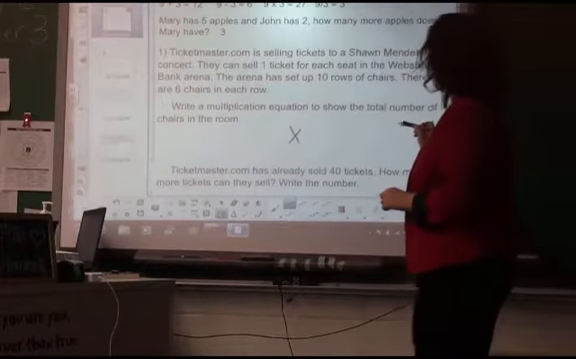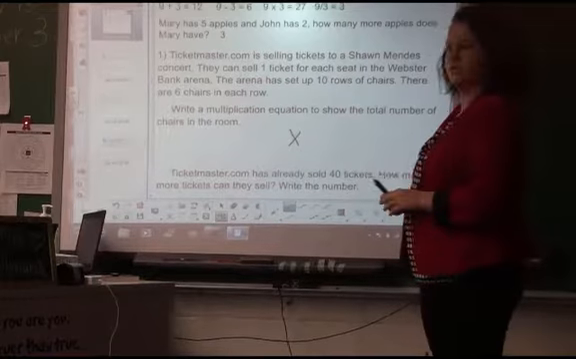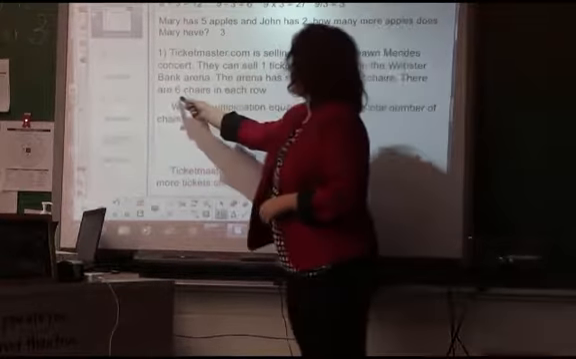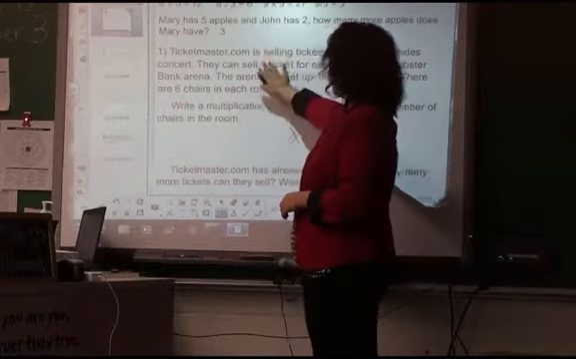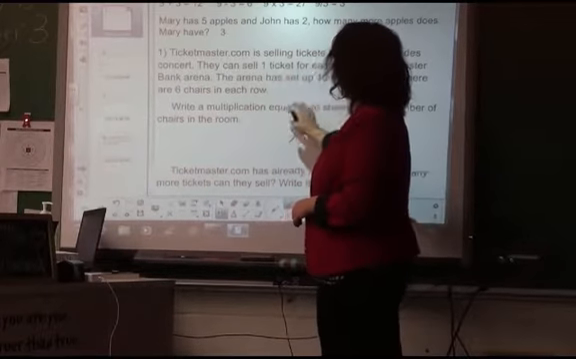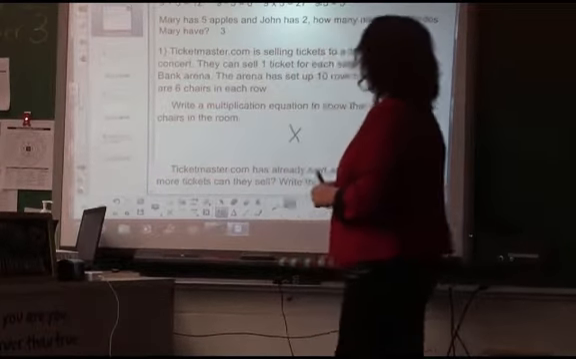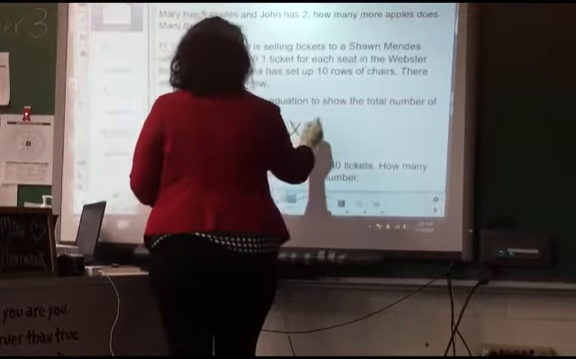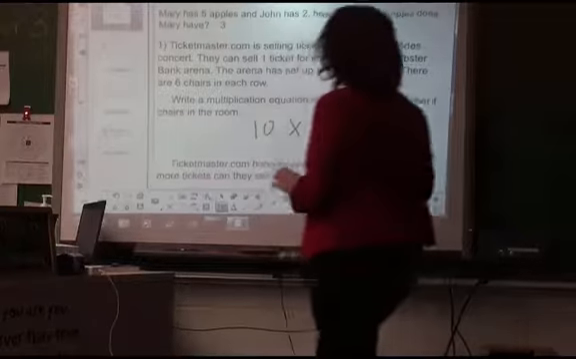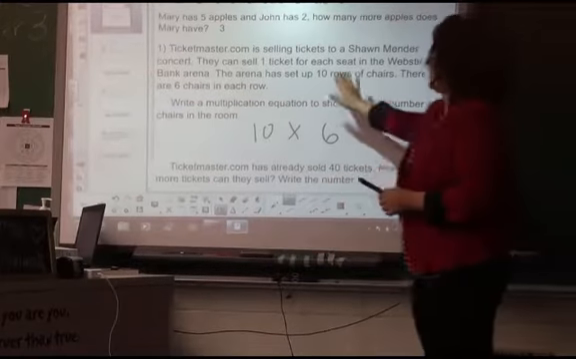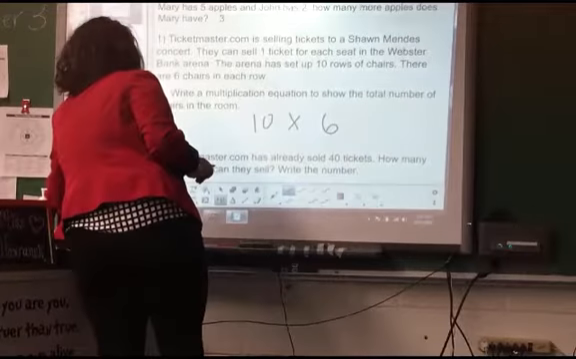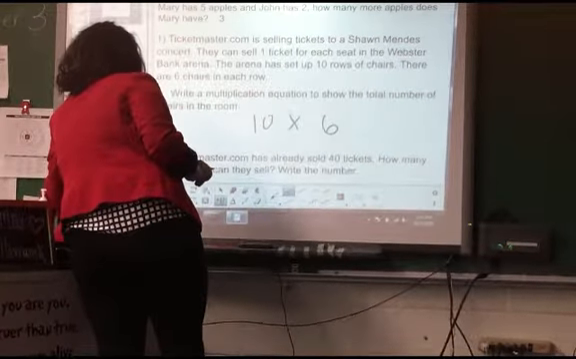So they want to know what is the total number of chairs in the room. So what we want to be looking at is this 10 and this 6. This one, we have to look at, but it's not going to be for this problem because they can sell 1 ticket for each seat. So all we're going to do is just write 10 times 6. So that's all I want to know, just a multiplication equation. So pay attention to these two numbers. Now our next part of the word problem.